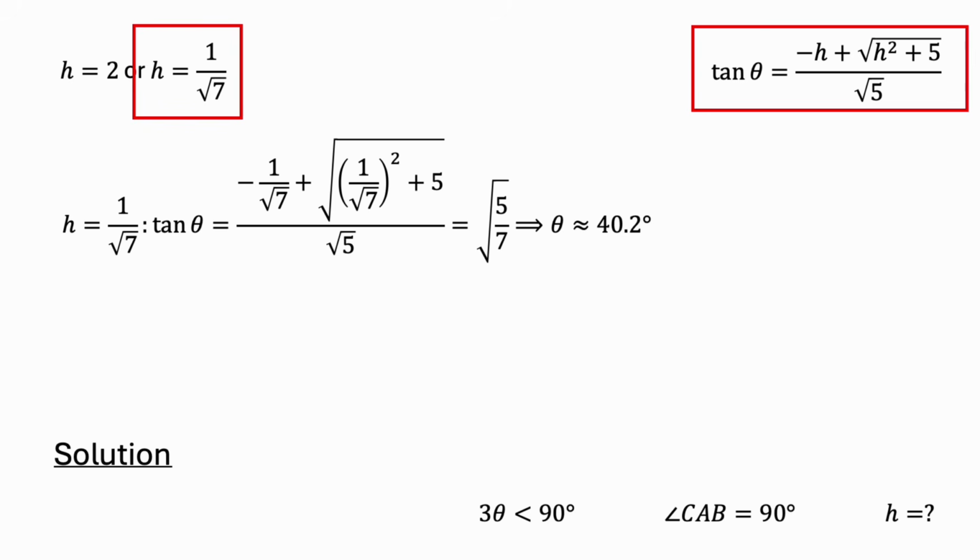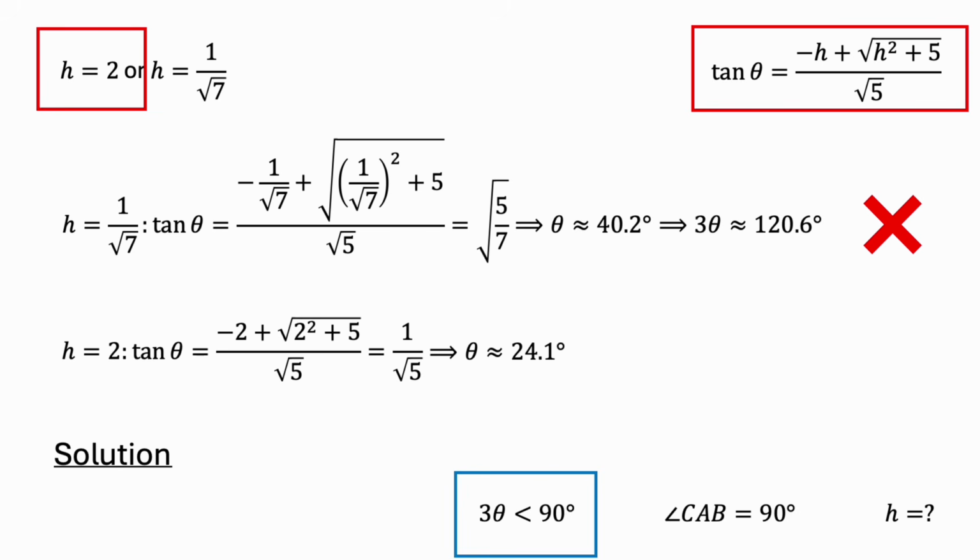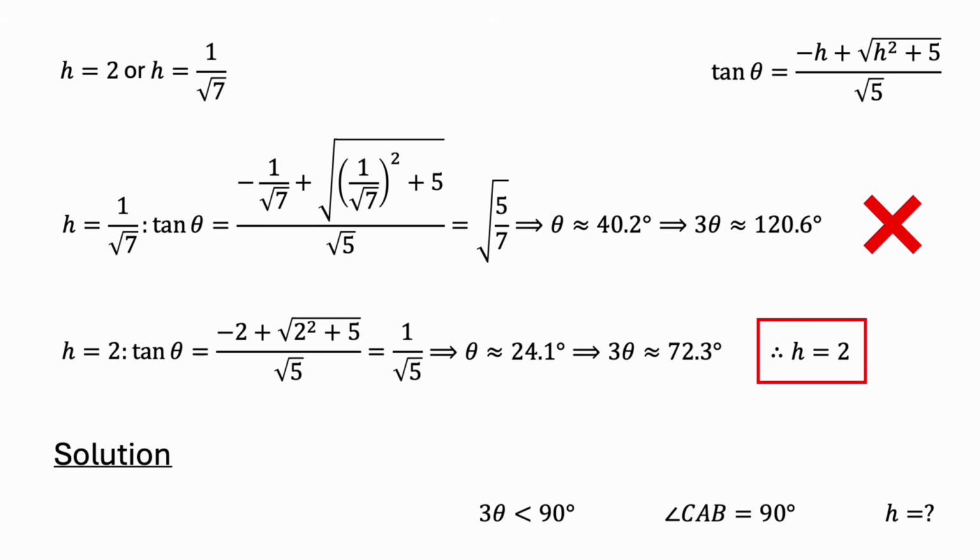Thus θ is approximately 40.2 degrees, and so 3θ equals 120.6 degrees. Since 3θ is less than 90 degrees, we reject h equals 1 over √7. Substituting h equals 2, we obtain tan θ equals 1 over √5. Thus θ is approximately 24.1 degrees, and so 3θ equals 72.3 degrees. Therefore, h equals 2 is the solution to our problem.